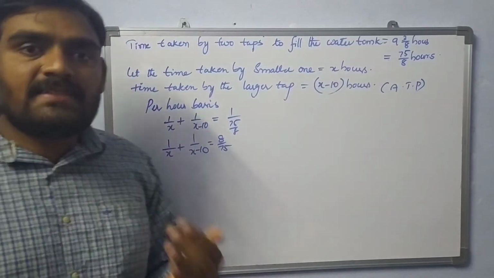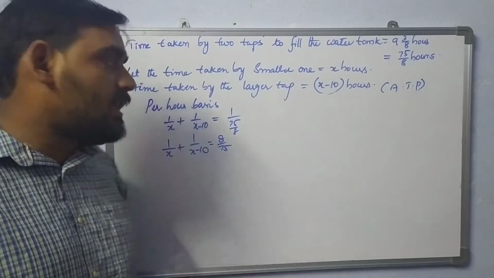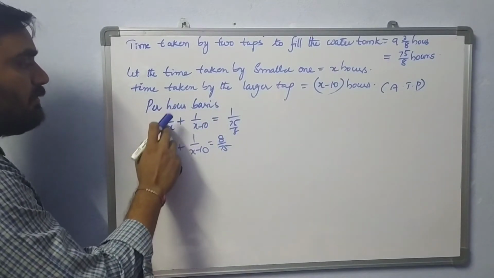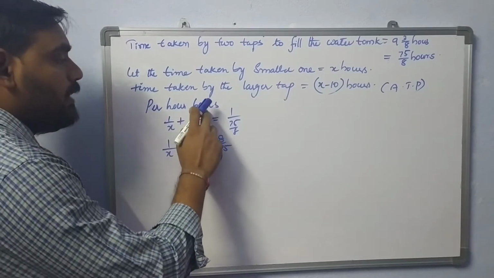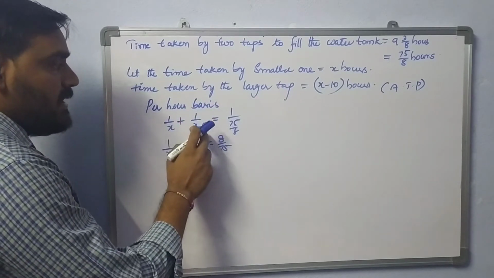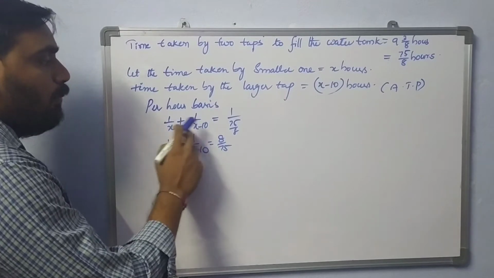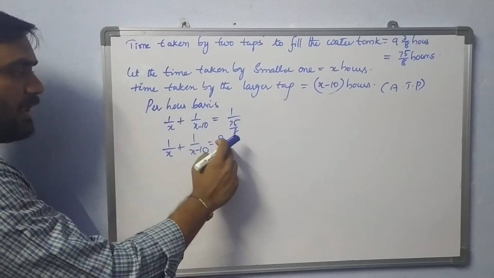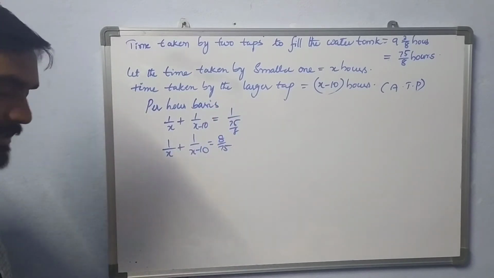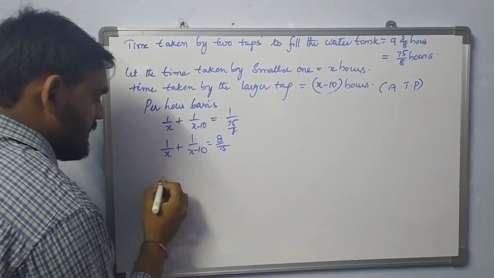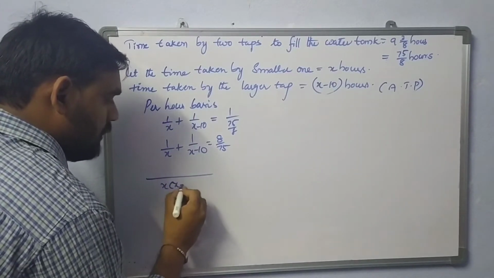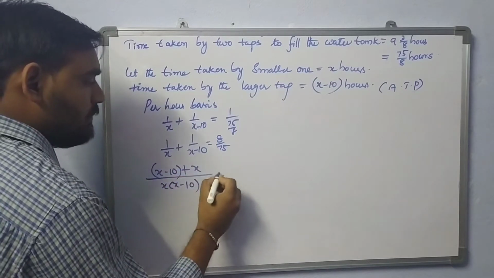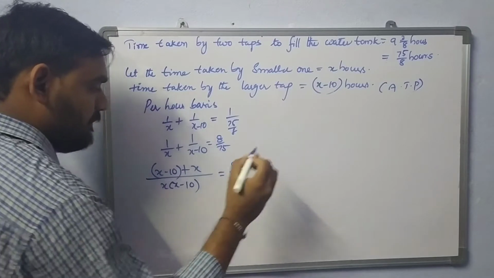But here, what is the part of the tank filled in 1 hour? The part of the tank filled by the smaller one will be 1/x, and by the larger one will be 1/(x minus 10). So here I mentioned plus, which means both together. So 1/(75/8) we will get, and the reciprocal we need to take, so we get 8 by 75. Now take the LCM, x into (x minus 10). So we will get (x minus 10 plus x) over that is equal to 8 by 75.